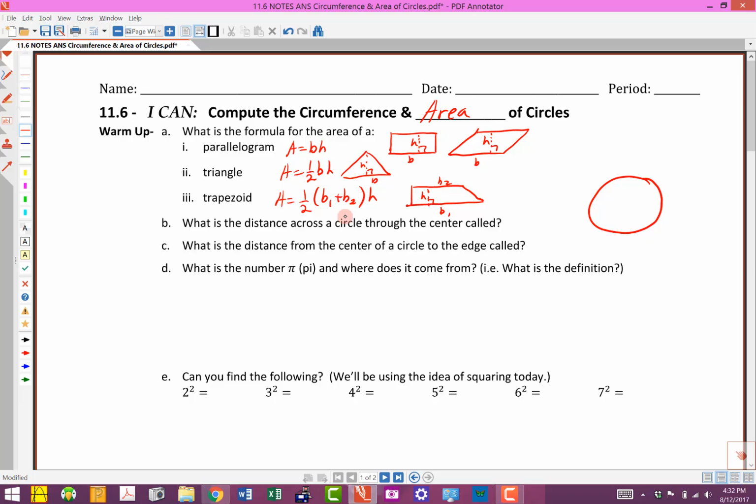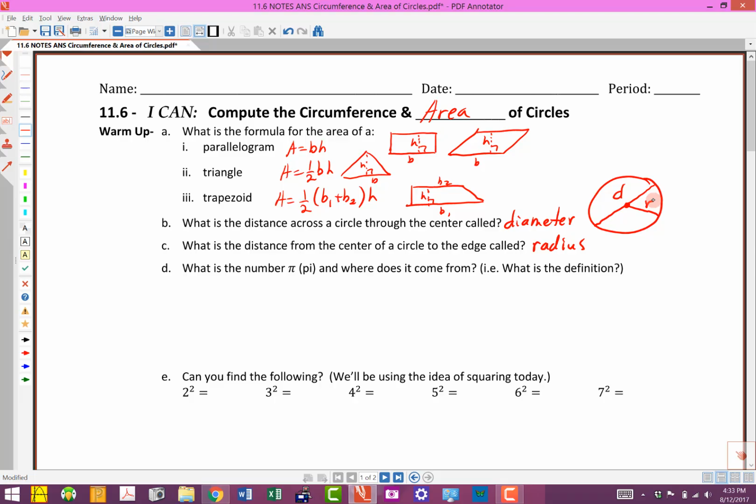All right, and now some other warm-up questions here. For question B, it's what is the distance across a circle through the center called? So if we've got the center right here and we draw the distance across, it goes right through here, not over here, not over there, but right through the center. As long as it goes through the center, it has a name. So hopefully you remember what that name is. It's called the diameter. We're going to use a D to represent that. And then the distance from the center to the edge of the circle is called the radius. So we're going to use an R to represent that.